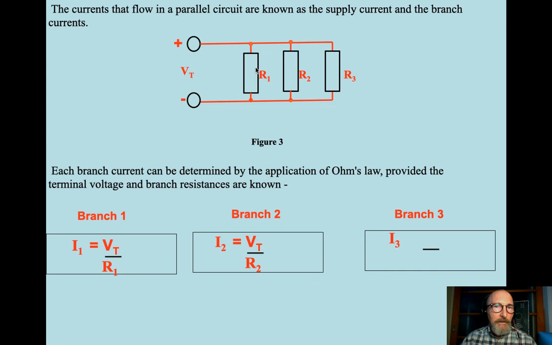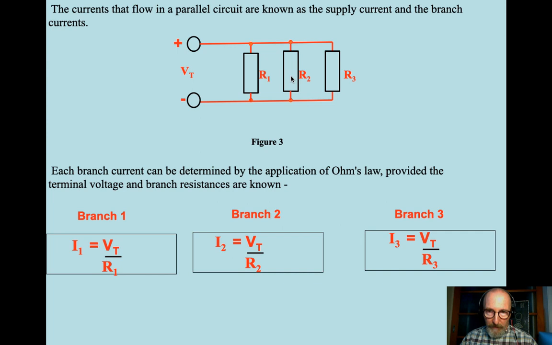All right, so the currents are all dependent on the value of the resistances. If they're the same value resistors, then they're the same current. But if they're different value resistors, different currents. The smallest resistor offers the smallest resistance to the flow of current, therefore it will have the most current going through it. If that was the largest value of resistor there, it would have the smallest current going through it.